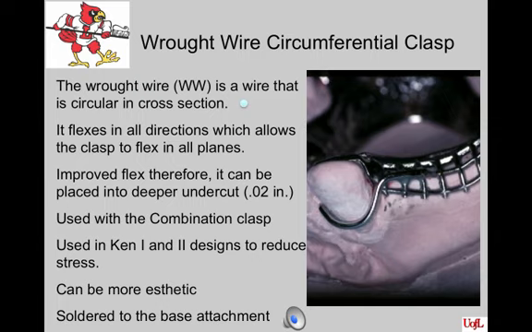It became popular when the combination clasp was introduced by Dr. O.C. Applegate in 1965. Name sound familiar? The wrought wire is often used in the Kennedy Class 1 and 2 designs to reduce stresses on the abutment teeth when the extension base depresses into the tissues. It also can be more aesthetic than the cast circumferential clasp.